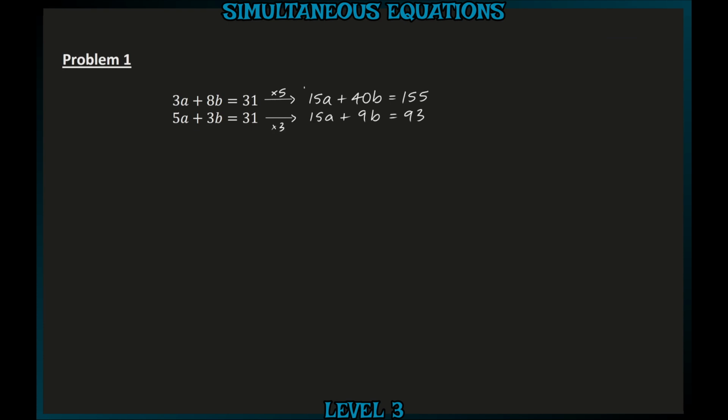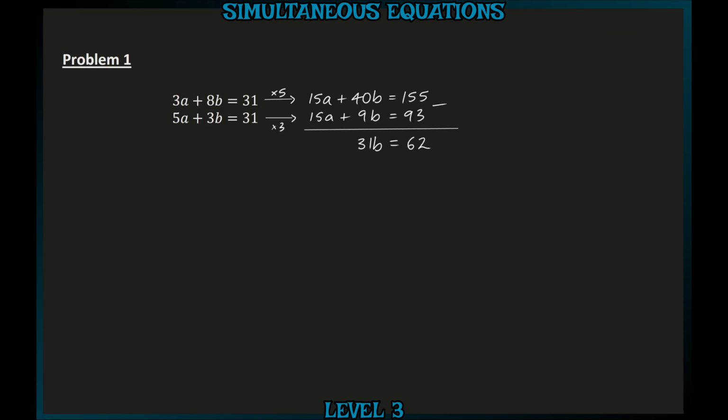Now here we're going to be eliminating the a's, and since we have the same sign in front of both because they're both positive, we're going to subtract them, because 15a minus 15a gives us 0. So subtracting the bottom equation from the top, we have 15a minus 15a, which is 0, 40b minus 9b gives us 31b, and 155 minus 93 gives us 62.